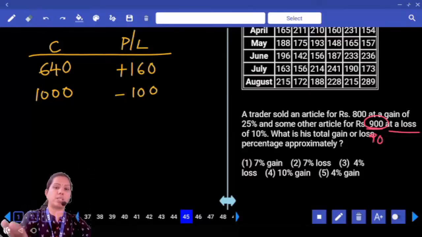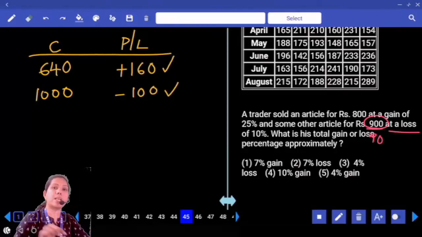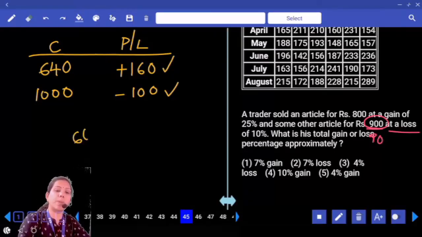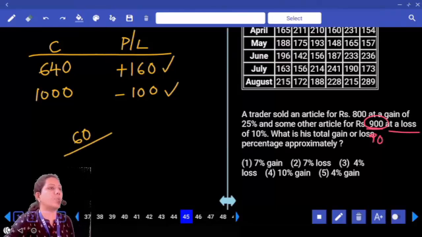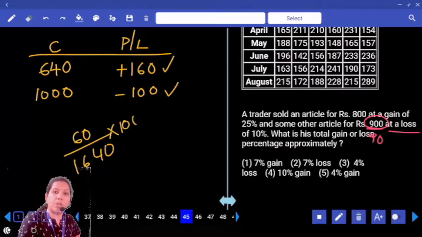Finally, in the whole transaction, on the first transaction he gets 160 profit, and on the second transaction he gets 100 rupees loss. Whole transaction: 60 rupees profit. Profit percentage formula? Profit by cost price, of the first article or the second article? Both articles. Total cost price 1640, into 100, so 164.